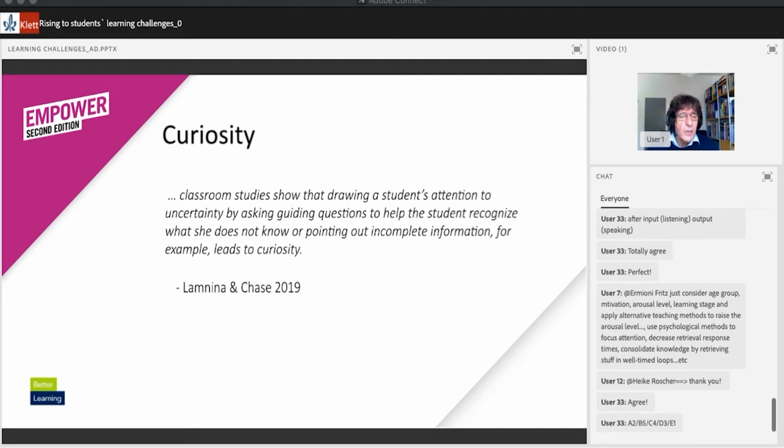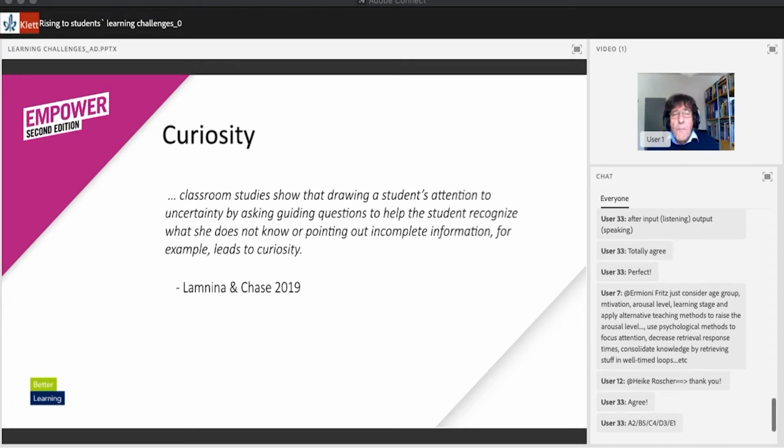Classroom studies show that drawing a student's attention to uncertainty by asking guiding questions to help the student recognize what she doesn't know or pointing out incomplete information, for example, leads to curiosity. So this is actually a rather long-winded way of saying, I think what they're getting at here is that we shouldn't hand everything to students on a plate. In other words, by allowing students to recognize what they don't know, this leads to curiosity and so to more effective learning.